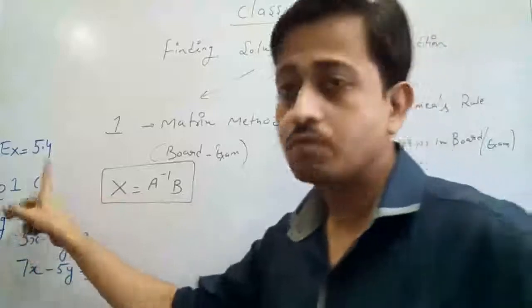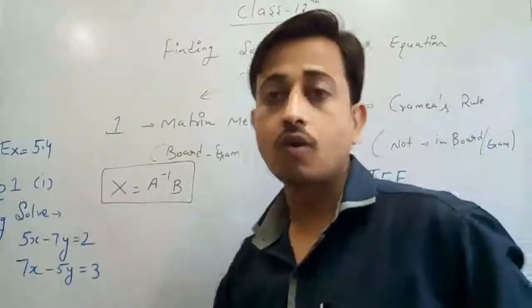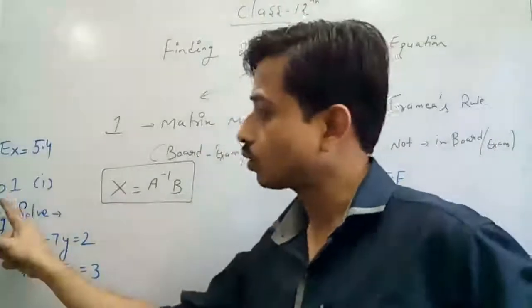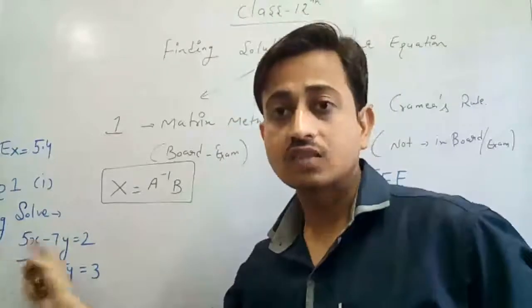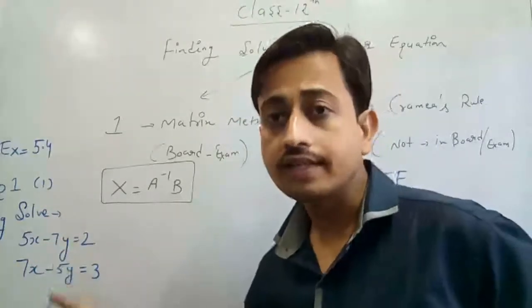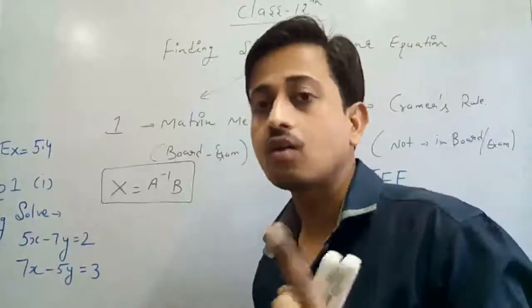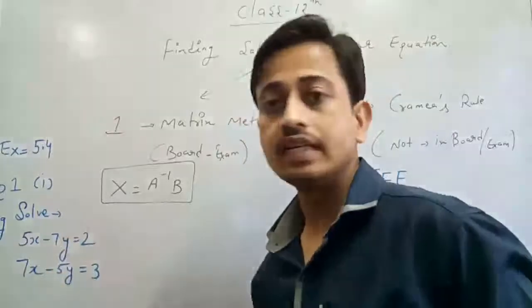I am solving question number 1, exercise 5.4 from Elementary Mathematics. Question number 1, part 1. What does the question ask? Solve the linear equations. In this we have two linear equations. It means we have a pair of linear equations. This is a linear pair of equations.